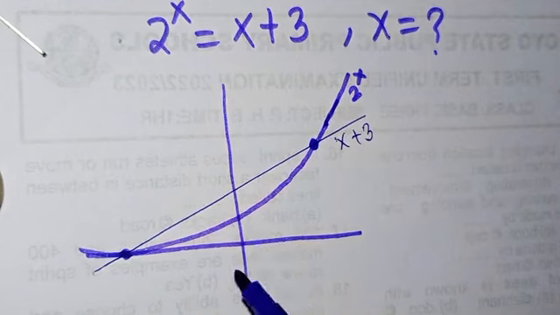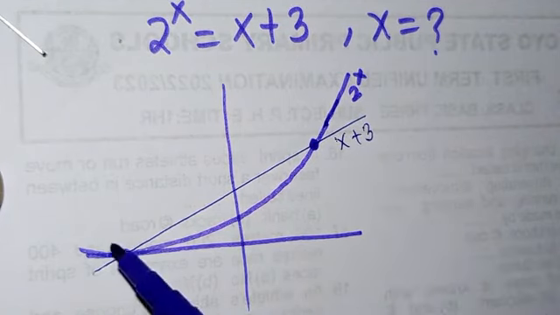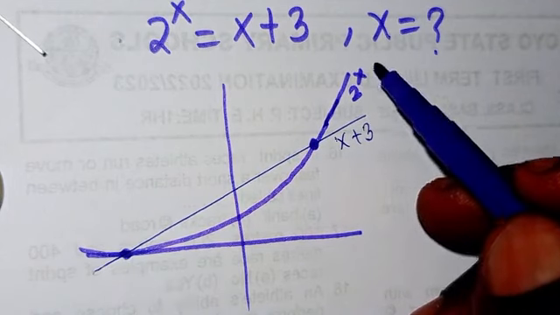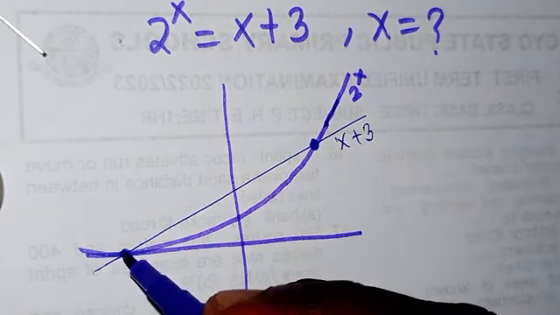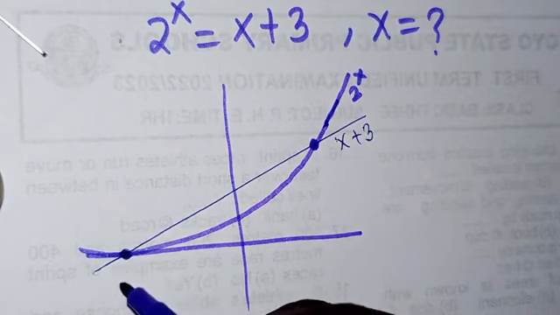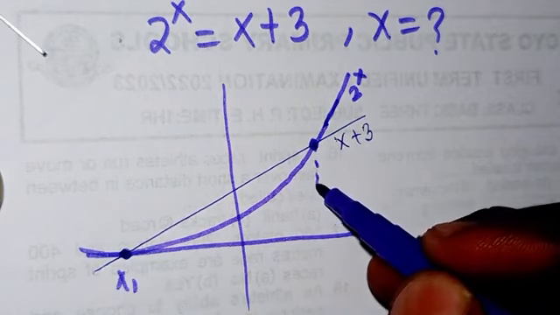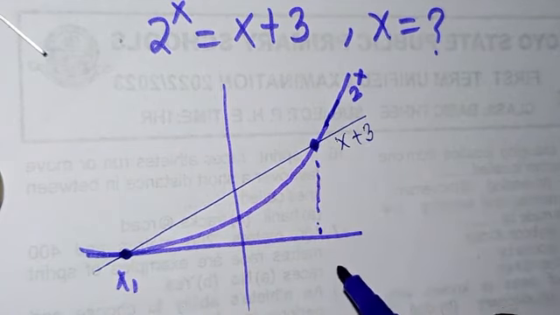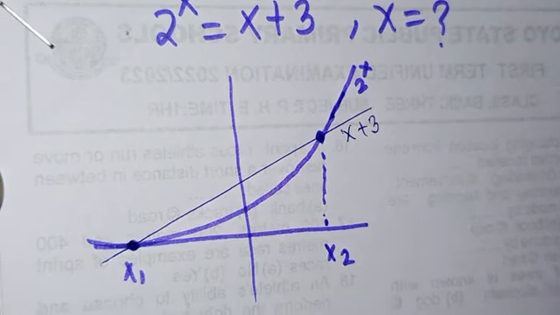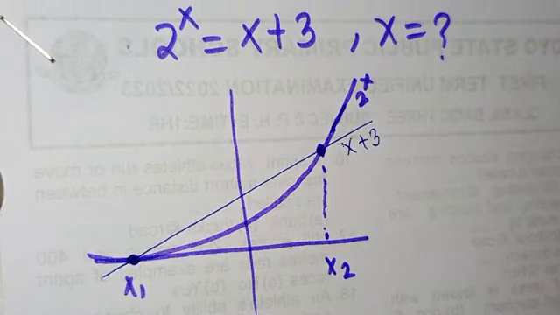The diagram is going to be like this: the straight line is x plus 3, while this curve is 2 to the power x. You can see this place will be x1, and this place, when you trace it down here, will be x2. That tells you the relationship between the exponential curve and the linear curve, which is the straight line. So let's see how we can solve this one.